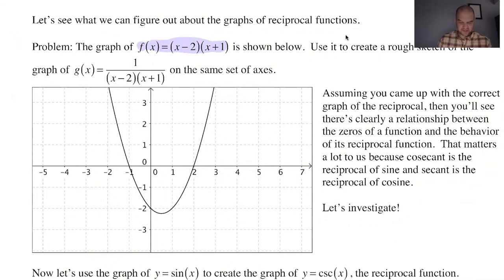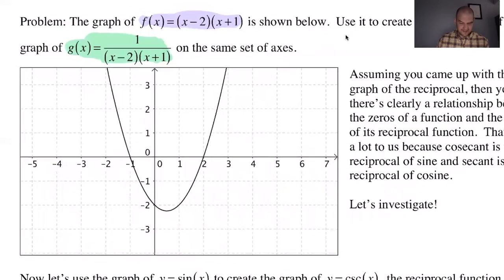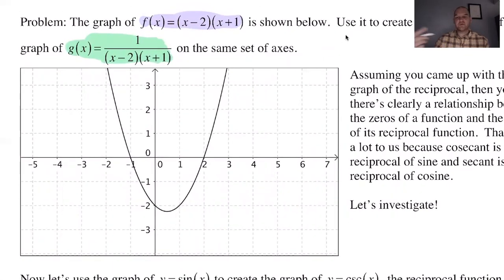What we want to do is take it and turn it into, more or less, the graph of 1 over x minus 2 times x plus 1. The way that I usually do this is I like to start by looking at the zeros of the graph that I'm going to graph the reciprocal of. So f of x, x minus 2, x plus 1, the zeros are 2 and negative 1. When I take the reciprocal of zeros, you can't divide by 0, so the reciprocal is going to be undefined, which means we're going to end up with vertical asymptotes here. So let's dot those in.